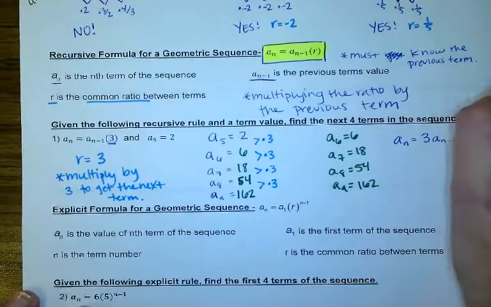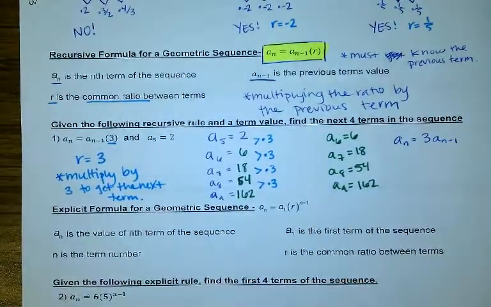You might see it like that, right? Where the 3 is in the front. It still just means that you multiply the previous term times 3. You can see it both ways, where sometimes it's in front of the a sub n minus 1, sometimes it's after the a sub n minus 1. You guys okay with that?